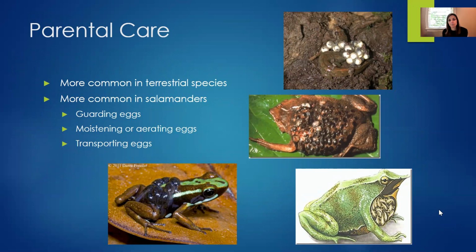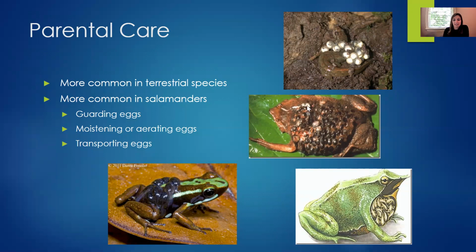Parental care. So not all amphibians exhibit parental care. It's certainly more common in terrestrial species and more common in salamanders. So some of the things that happen are egg guarding, where, especially if it's on land and the eggs are laid like in moss, like in the picture earlier, the adult salamanders might hang out near there and kind of try to guard them. Moistening or aerating eggs, so ways to keep the eggs from drying out, and they could even transport eggs if it's thought that they were in danger.